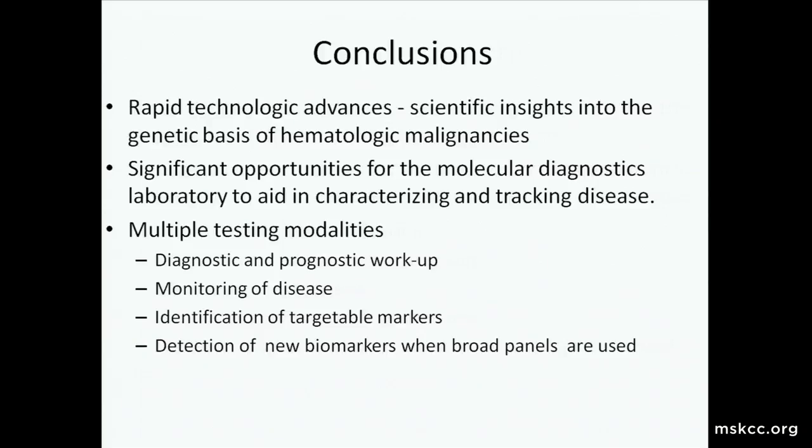So in conclusion, the technology advances are just extremely rapid, and they give you scientific insights into the genetic basis of the hematologic malignancy that you're looking for. It gives you significant opportunities for the molecular diagnostics laboratory to help in characterizing and tracking the disease in ways that you couldn't do before, and there are multiple testing modalities that you can use, but you have to be very aware that not every test is going to give you the information. So you may be using a test that is not what you actually need. So it's important to have that communication with your pathology service to know how you want to track the patient later on and get the information that you need.